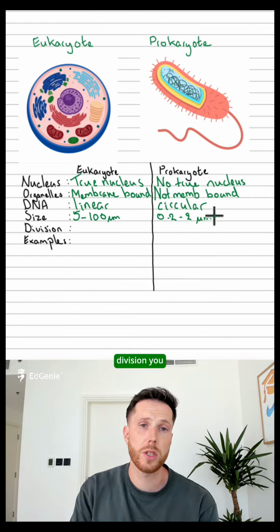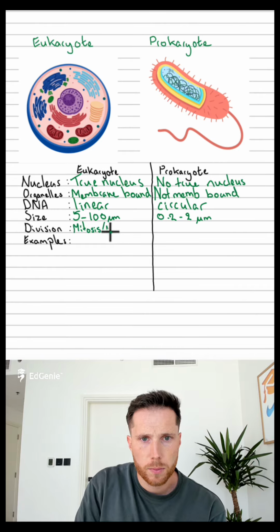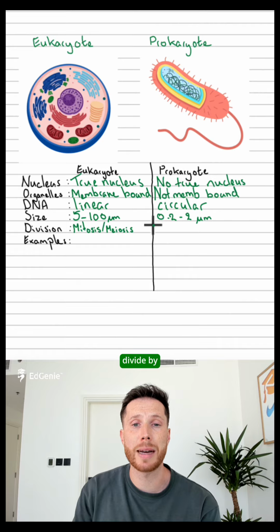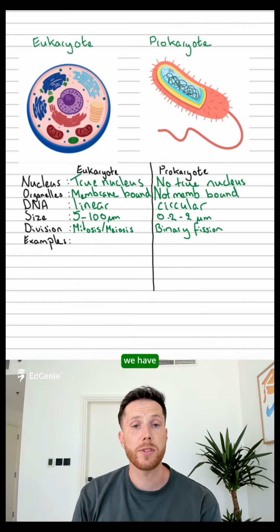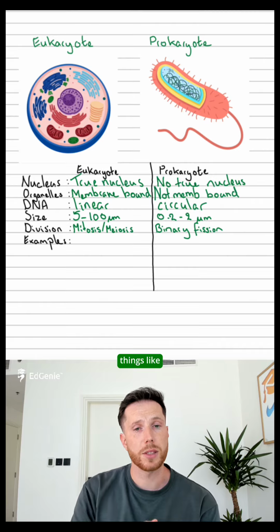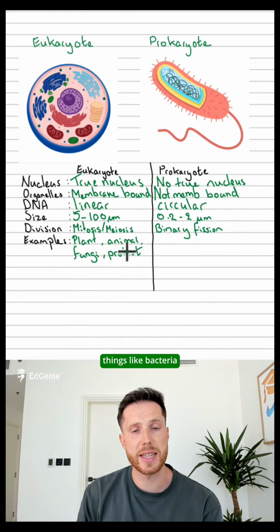In terms of division, eukaryotes divide by either mitosis or meiosis, whereas prokaryotes divide by binary fission, which is much simpler. And then finally we have some examples. So eukaryotic cells can be things like plant cells, animal cells, fungi, or protists. And prokaryotic cells will be things like bacteria or archaea.